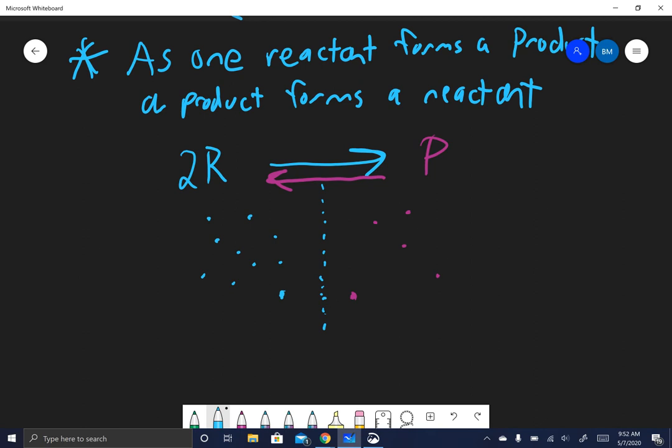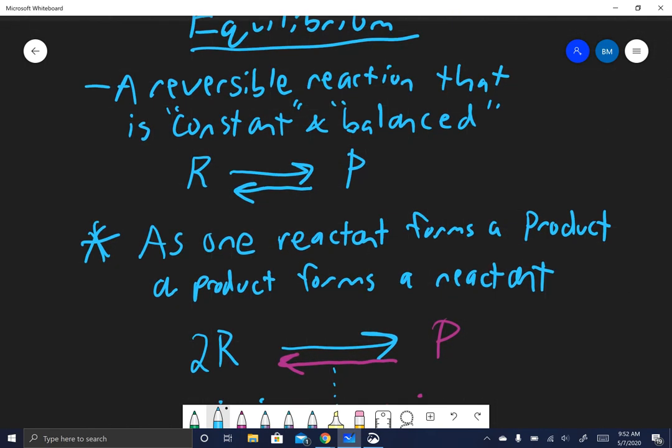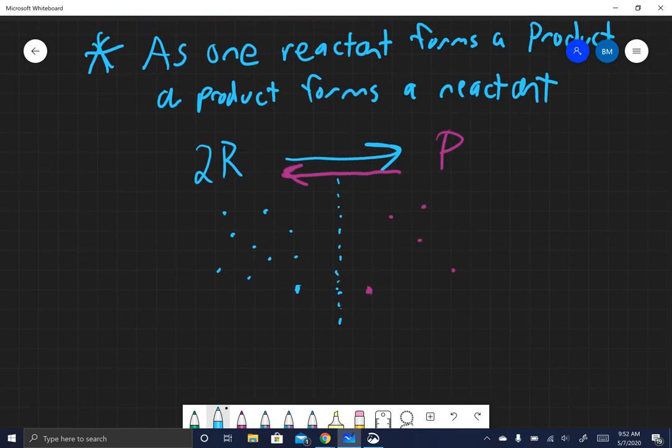That will never change. So if I go back up to here, I said constant and balanced because that's exactly what this is. Assuming this is a balanced equation. I know I'm using R and P. I'm going to use real examples in a minute. But that's essentially what equilibrium is. All right. So that's it.